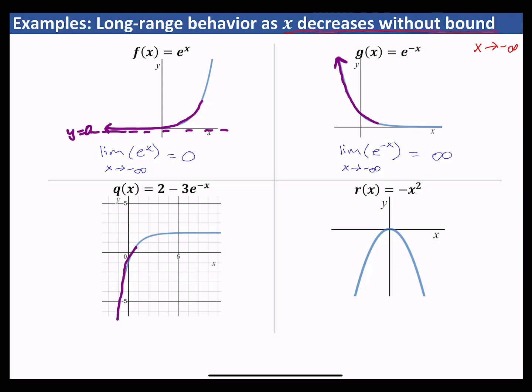Next we have q of x equals 2 minus 3e to the negative x. We observe that as x decreases without bound, 2 minus 3e raised to the negative x also decreases without bound. So in limit notation, the limit of 2 minus 3e to the negative x as x decreases without bound equals negative infinity. Lastly, we have r of x equals negative x squared, and we notice that as x decreases without bound, negative x squared decreases without bound. In limit notation, the limit of negative x squared as x decreases without bound equals negative infinity.